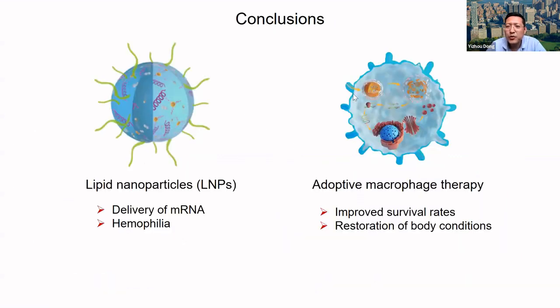So in conclusion, we briefly talked about our process for the development of lipid nanoparticles and for delivery of different types of mRNA. And we showed a proof of concept study for treating Hemophilia A. And in the second part, we talked about adoptive macrophage therapy, with vitamin C derived lipid nanoparticles to engineer macrophages. This cell therapy can help improve the survival rate of the septic mice and recover the body conditions of those septic mice.